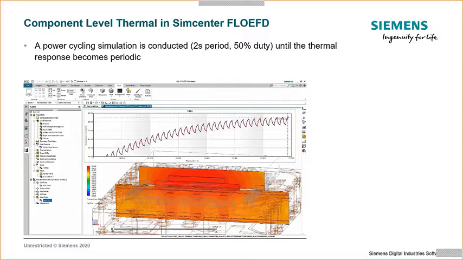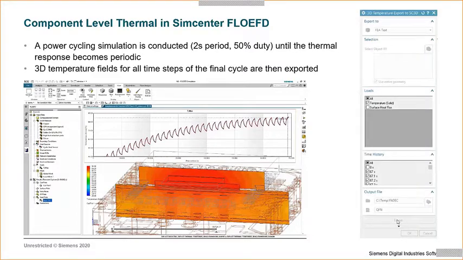Once that's achieved, then for the last cycle, so for the last 2 seconds of the transient simulation, the 3D temperature fields for every time step within that final cycle are exported. So we've clicked on temperature solid. So for each mesh cell, for each control volume in this model, the temperature at that cell at that time step will be exported for all time steps.